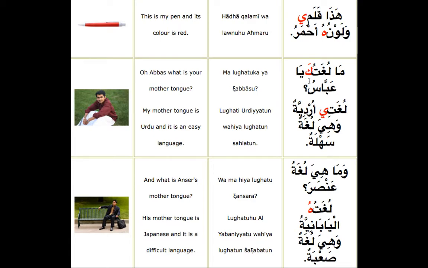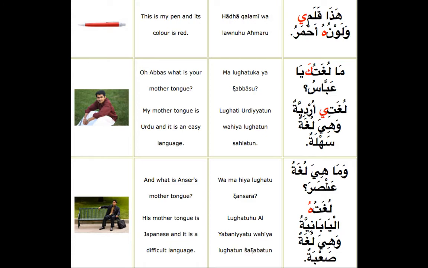Remember, when ya, harfu nida, comes, Abbasun becomes Abbasu. It takes only one dhamma. Say ma lughatuka, what is your language? Ya Abbasu, O Abbas. So when you say lughati, my language, urdiyatun, this is the khabar, my language is Urdu. Wahiya, and it is. We use a feminine pronoun for it because of the ta marbuta, so it is representing urdiyatu. Wahiya lughatun, and it is a language, sahlatun, an easy language, not man'ud, and it is an easy language.